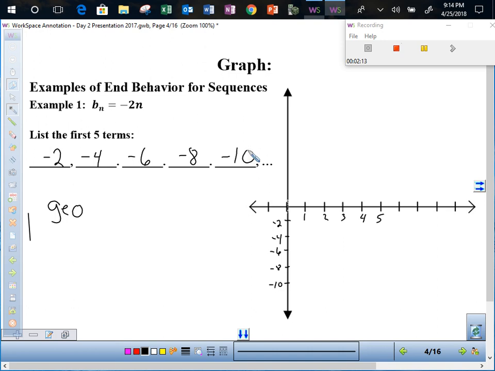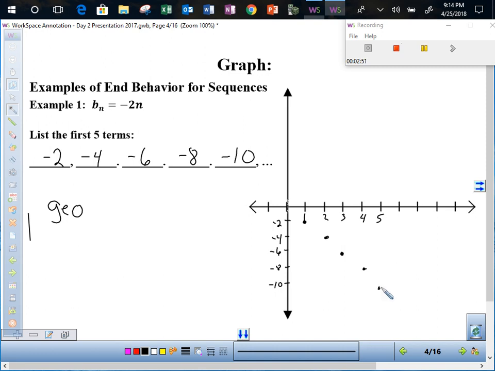Now, let's graph these as a discrete function. And here's what I mean by that. The value of the first term is negative 2. The value of the second term is negative 4. We're not going to connect the dots because we don't have a 1.1 term. We don't have a 1.8 term. The value of the third term is negative 6. The value of the fourth term is negative 8. And the value of the fifth term is negative 10.